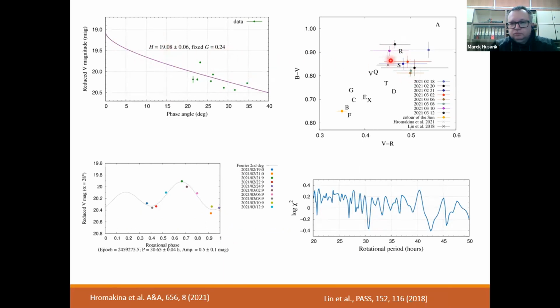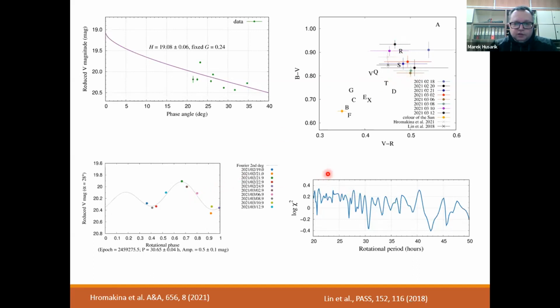Here is a diagram where are these two color indices, and you can see that these colors were computed in each night we observed, and they are compared with the data from Hromakina and Lin. There is no discrepancy. This asteroid belongs to S class, especially SQ.